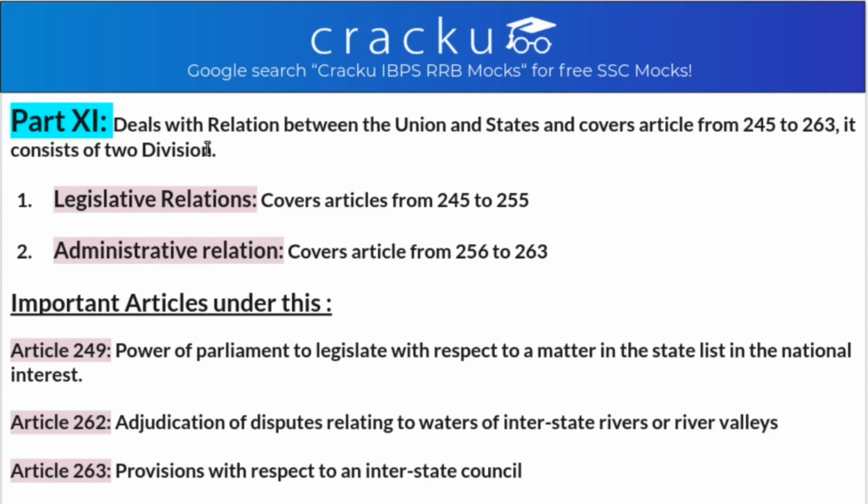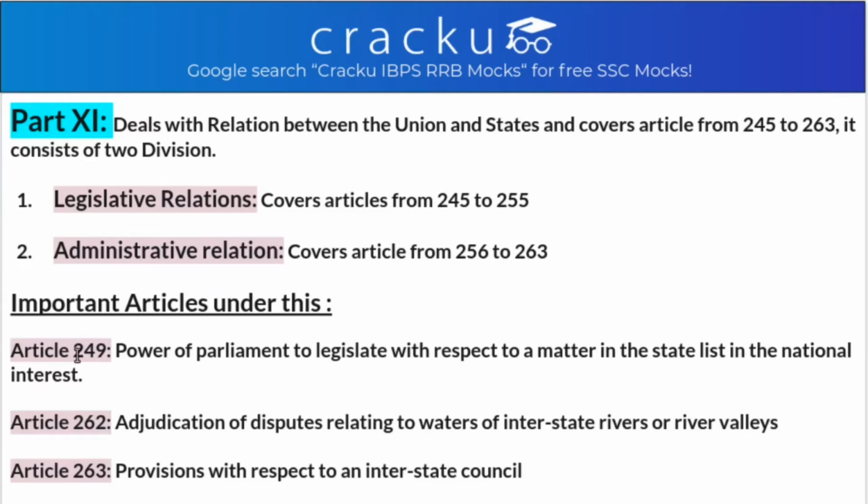Part 11, as said earlier, deals with the relation between the union and state and covers articles from 245 to 263, and it consists of two divisions, that is legislative relation and administrative relation. Legislative relation covers articles from 245 to 255 and administrative relation covers articles from 256 to 263. And what is the important article under this part?